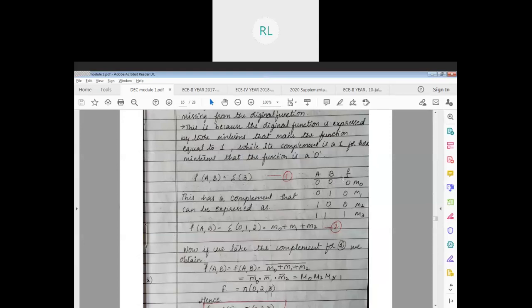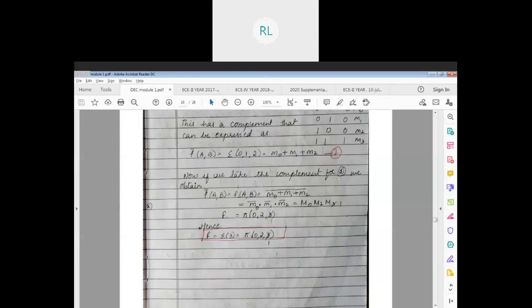So what is a complement? Just the opposite. So instead of considering 1, if I consider zeros, that becomes my complement, right? So f bar of a, b is equal to, if I leave out 3, what are the terms remaining? Just 0, 1, 2. So it is m0, m1, m2.